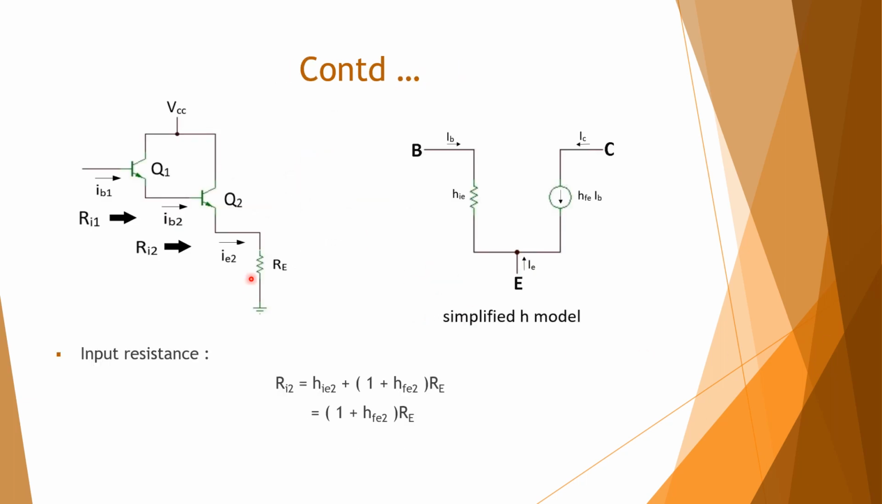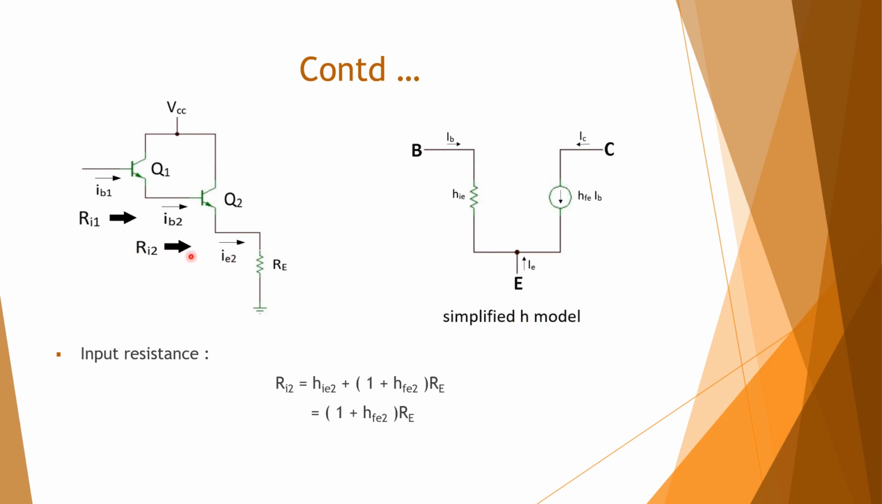So we can also calculate the input resistance. Here we will be using a simplified h model where only two h parameters are there, the input resistance and the current gain, because the reverse voltage gain value is very small and can be ignored in many applications, and the output resistance is also very low, so we can ignore that. So this is a simplified h model to calculate the input resistance.